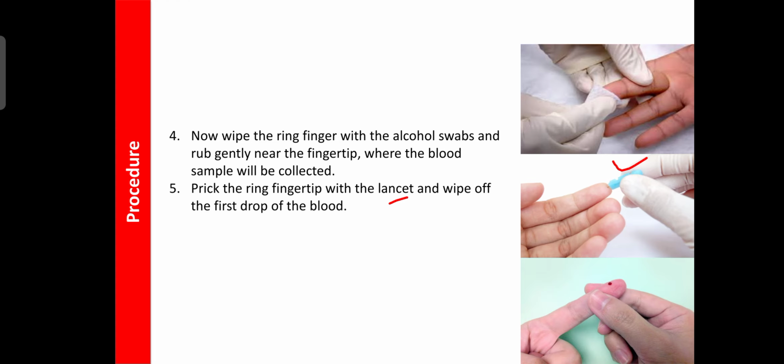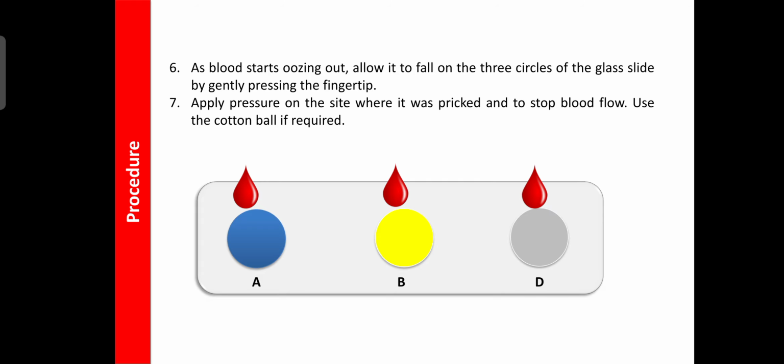Then, on the slide where we marked A, B and D, they contain the solutions: mark A contains monoclonal antibody A solution, mark B contains monoclonal antibody B solution, and mark D contains monoclonal antibody, that is the anti-serum D.